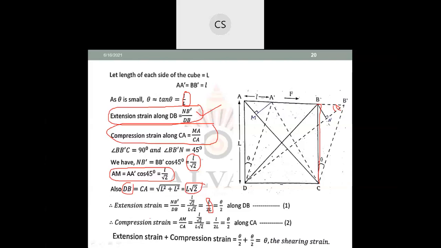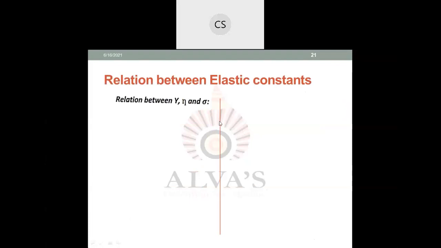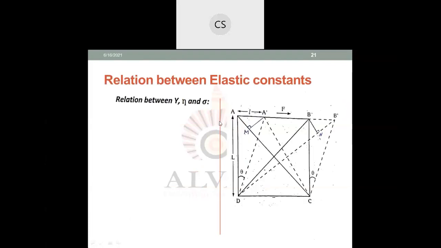Tomorrow, let us see the relationship between different elastic constants. That we will see tomorrow.